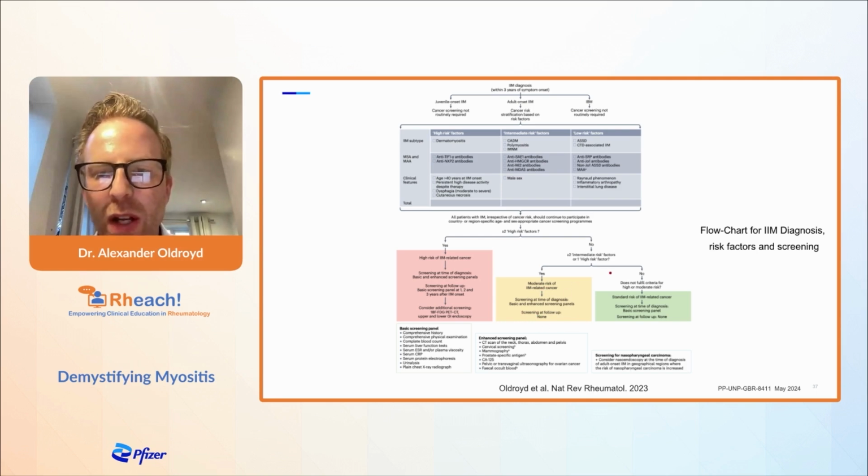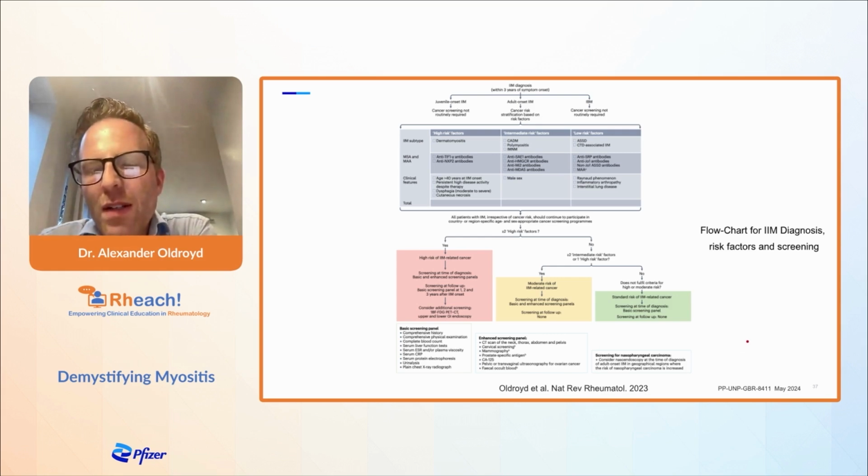If people don't fulfill the high or moderate risk categories, then we deem them as being standard risk, and we say just to do the basic screening panel at the time of IIM diagnosis. We also make a recommendation to consider screening for nasopharyngeal carcinoma. This is particularly prevalent in Southeast Asia, so we advise people to consider nasoendoscopy to look for nasopharyngeal carcinoma as well.